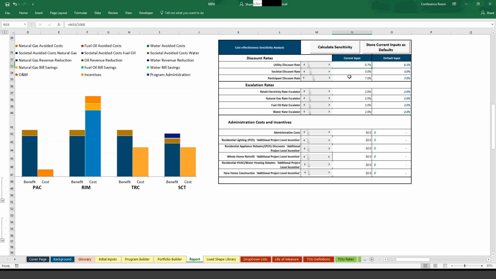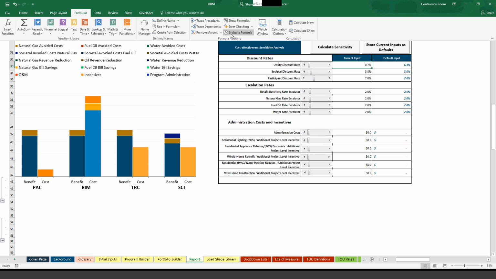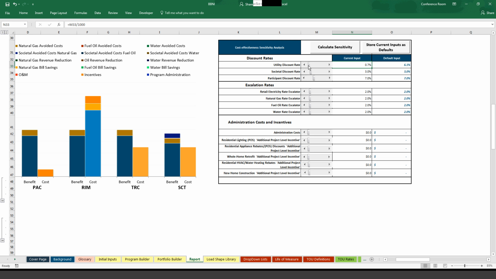One way to avoid that issue we were just having is to make the calculation manual, and that way you can change this without it updating constantly. And then calculate sensitivity. We'll run the macro. Now I've made it a high 9%, and my TRC is now below 1. So that's a little more user-friendly if you're doing sensitivities. If you're just entering numbers, turning the calculation to automatic is a little handier.